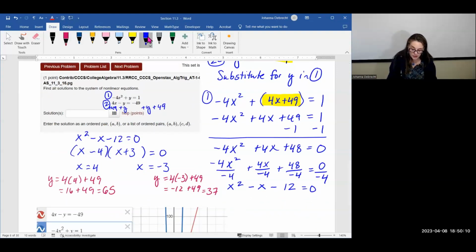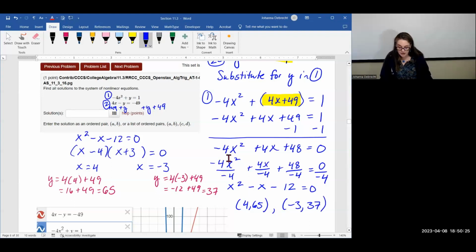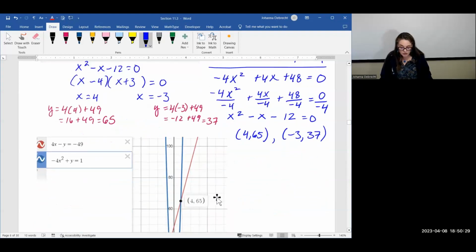My two ordered pairs that I got for solutions are 4, 65, which is way up there, not likely to have found it by myself, and negative 3, 37. Oh, wow. Okay, yeah, not likely to have found these on my own. Algebra helps us by finding the exact values.